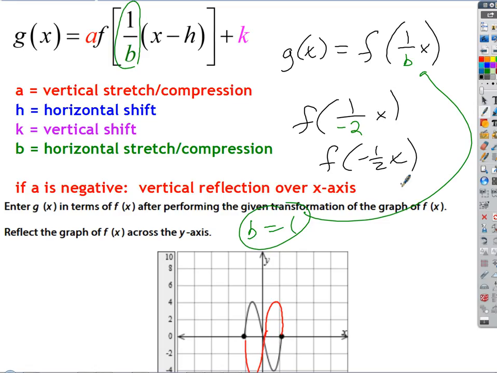Okay, if you can do that process, which is not hard, you can do this stuff. Seriously, not a big deal.